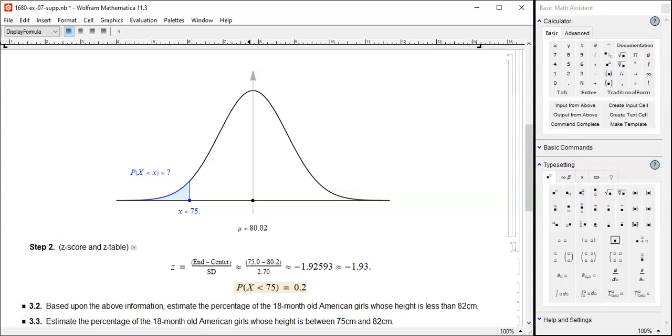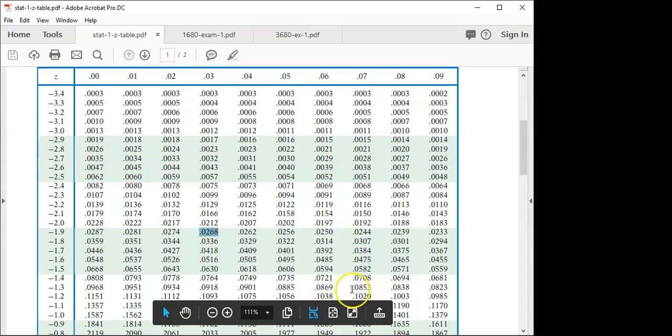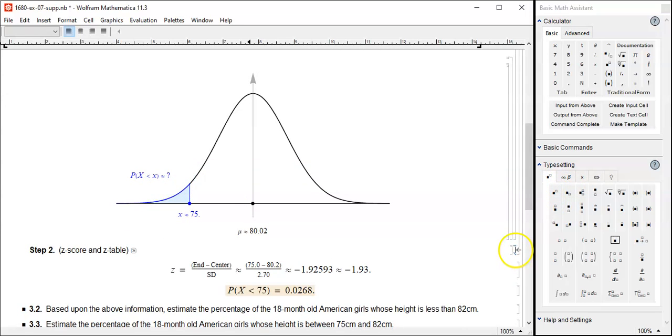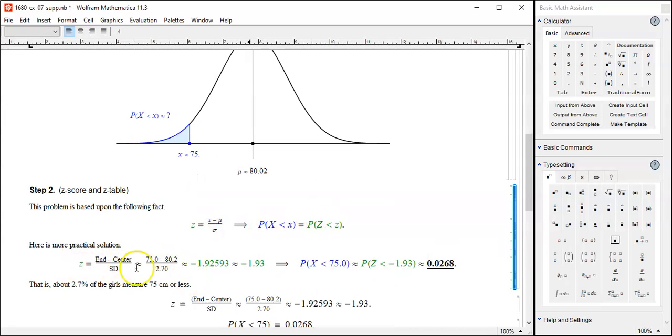Now look at the picture. Does it look like about 2.68%? Looks like it. Here's the complete answer.